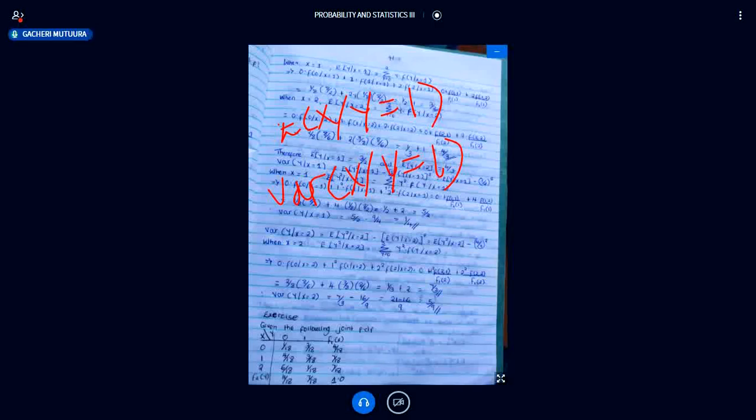I am done. From there, we should be able to move to the joint moment generating function next week. I told you it won't take 30 minutes. So is the concept understood? Is there any question that I need to answer?